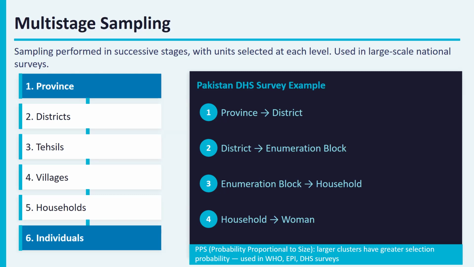PPS is the probability proportional to size. Means the larger clusters have greater selection probability. This is used in WHO, EPI, and the demographic health surveys.